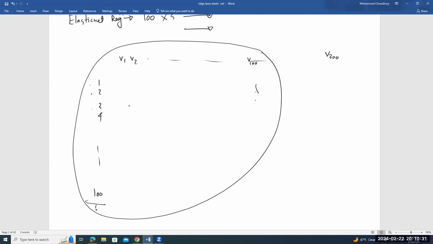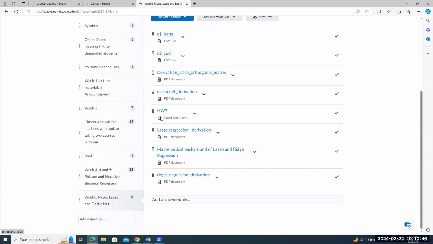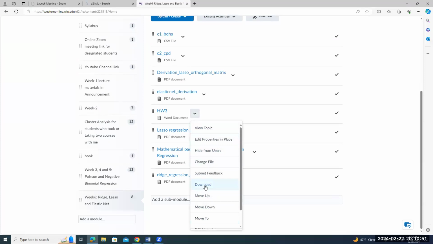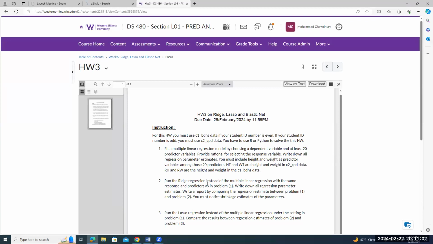Okay? So let me discuss a little bit about the homework. I want to go there and then open it here. Here is the homework. For this homework, you must use C1 BDHS data if your student ID number is even. If your student ID number is odd, you must use C2 CPD data.